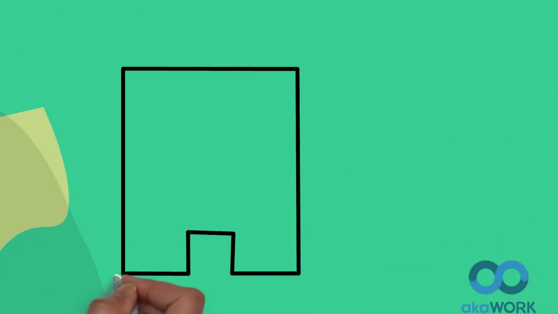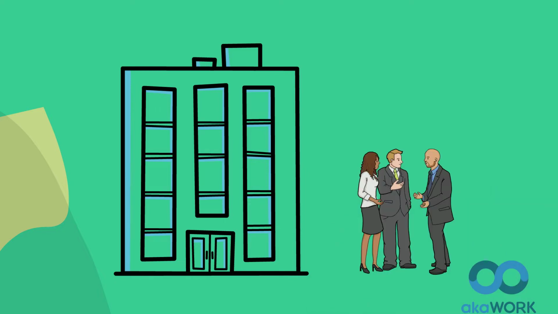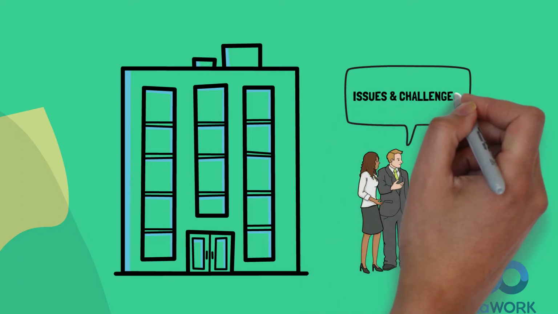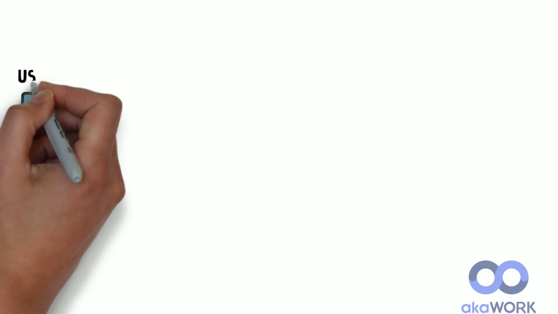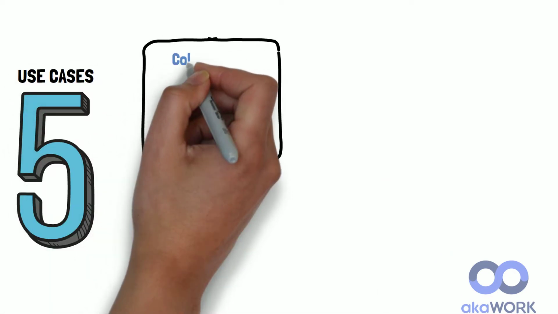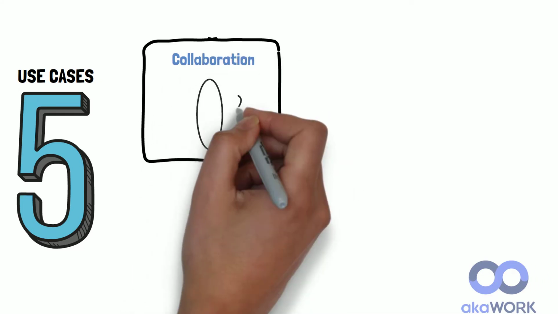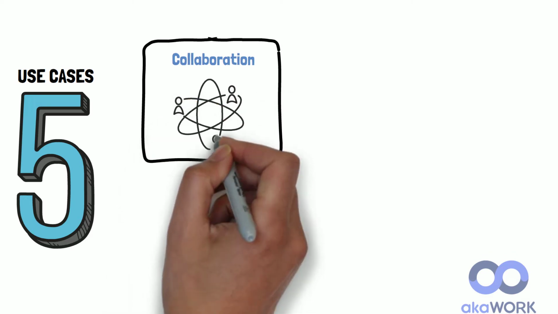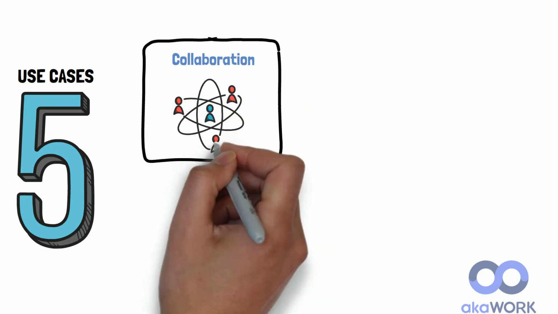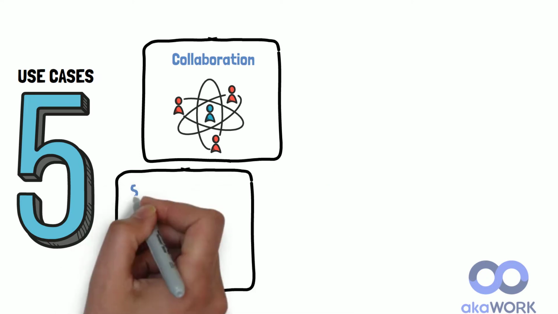When it is such a big company, there might be a set of issues and challenges it will face. What could be the possible set of challenges the company faces? There are 5 common use cases as the following. Firstly, collaboration. There are so many people located at different places. There may be a need to communicate for a particular reason, or a set of people who are working on the same project.